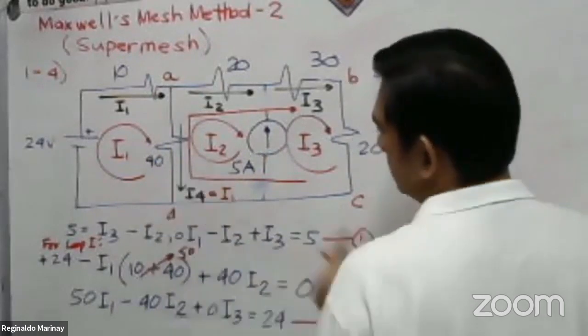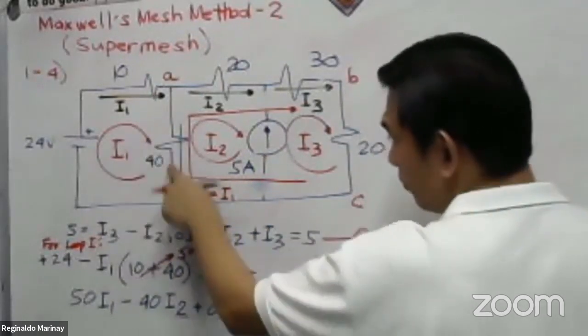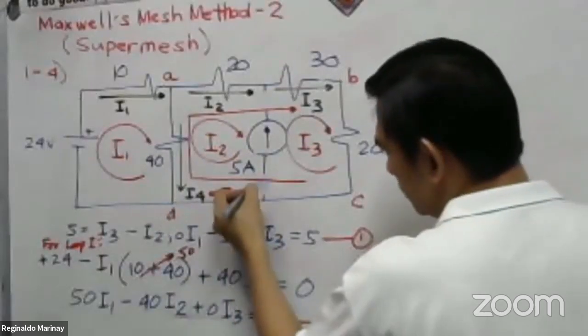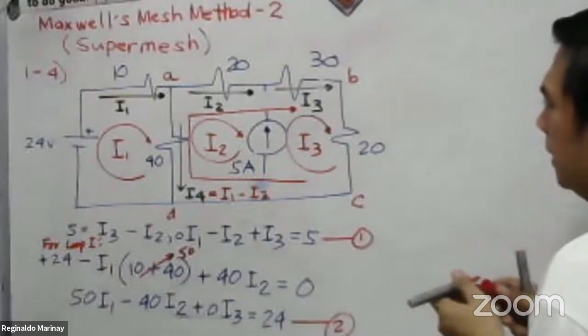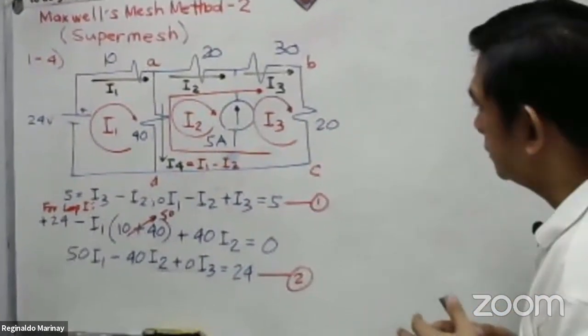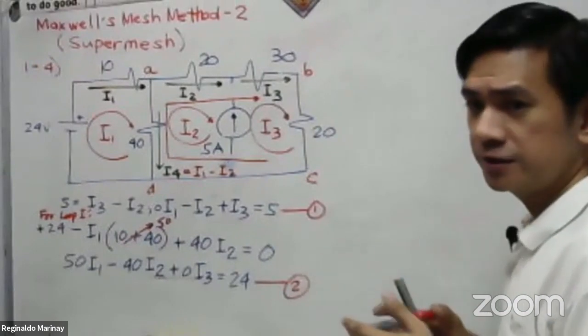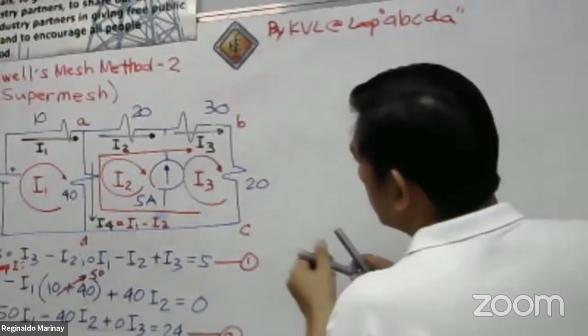Okay, let's go back. So 40, okay? The current flowing at 40 is I sub 4. So we have here I sub 1, that should be minus I sub 2. That is the equation of I sub 4. Okay. I think we are ready to use the Kirchhoff's voltage law. Let us use the Kirchhoff's voltage law here.